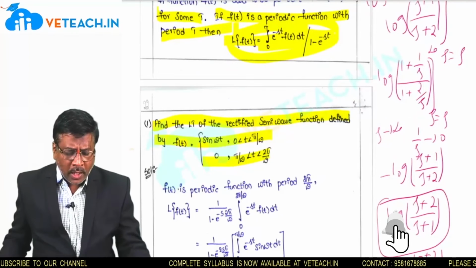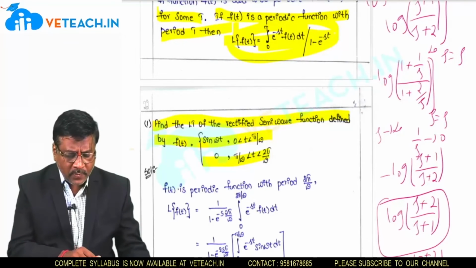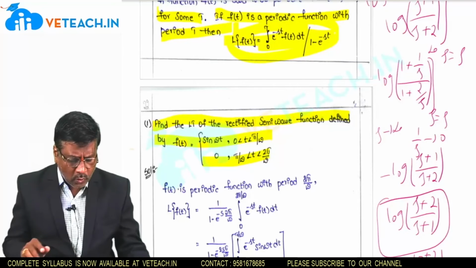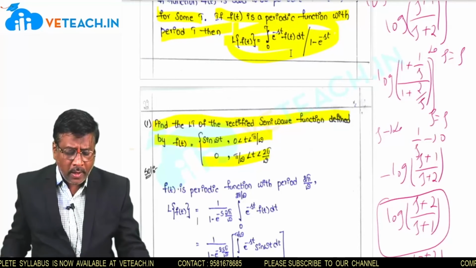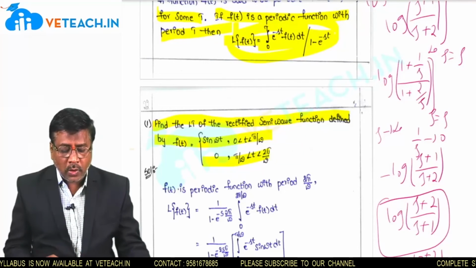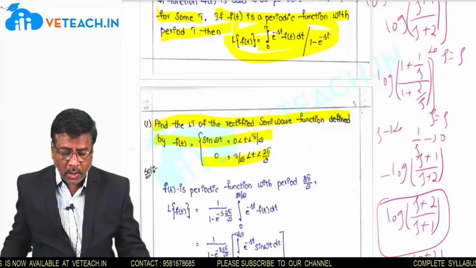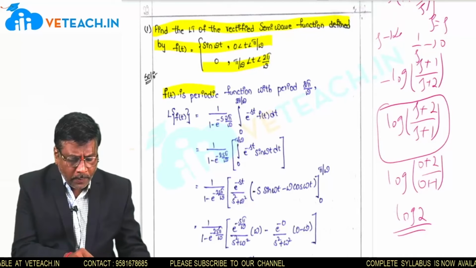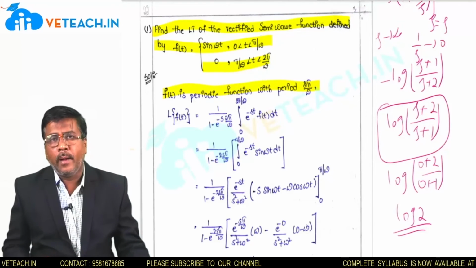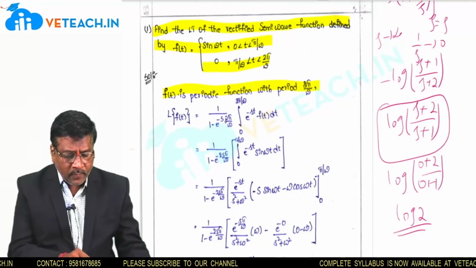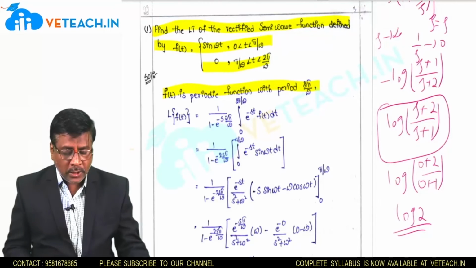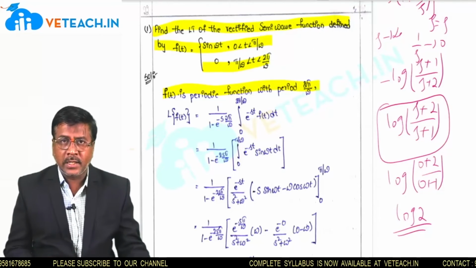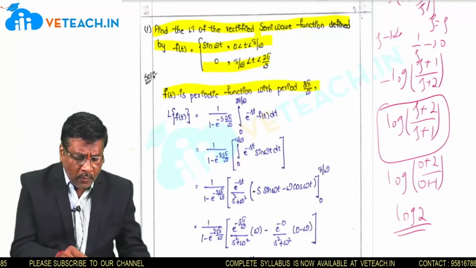Now the formula that I have to apply here is the Laplace transform of this function. The periodicity here is 2 pi by omega. So L of f of t is equal to the integral from 0 to T of e power minus st into f of t into dt, divided by 1 minus e power minus sT. Here f of t is a periodic function with period 2 pi by omega. So the Laplace transform of this function is 1 by 1 minus e power minus s into 2 pi by omega, times the integral from 0 to 2 pi by omega of e power minus st into f of t dt. Please all of you observe this.